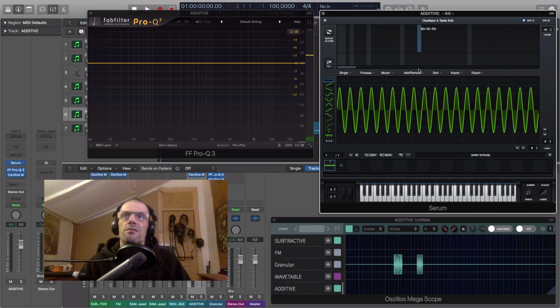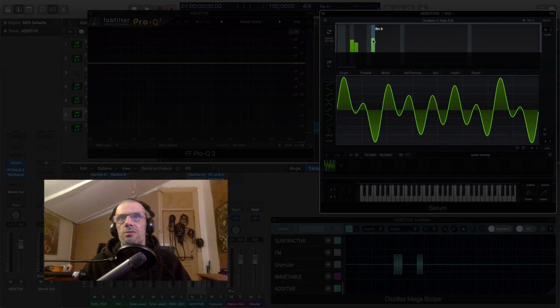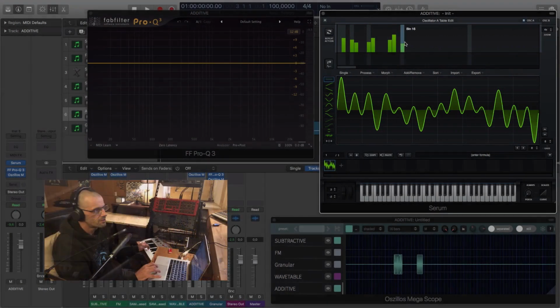The process of additive synthesis is adding these harmonics the way we choose and like, and we can have several results.